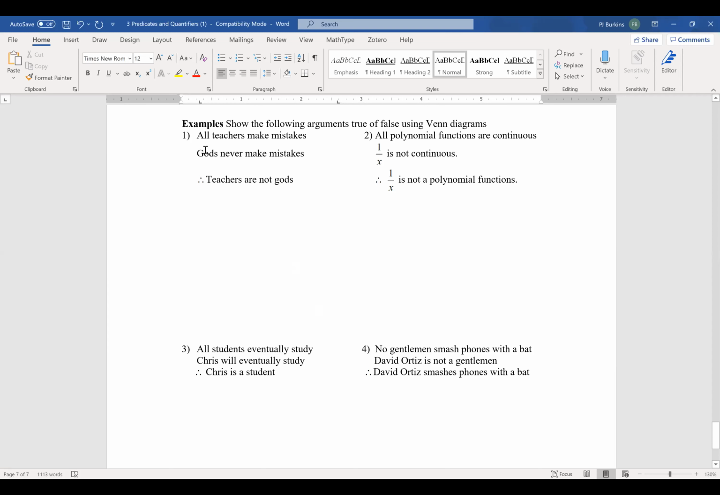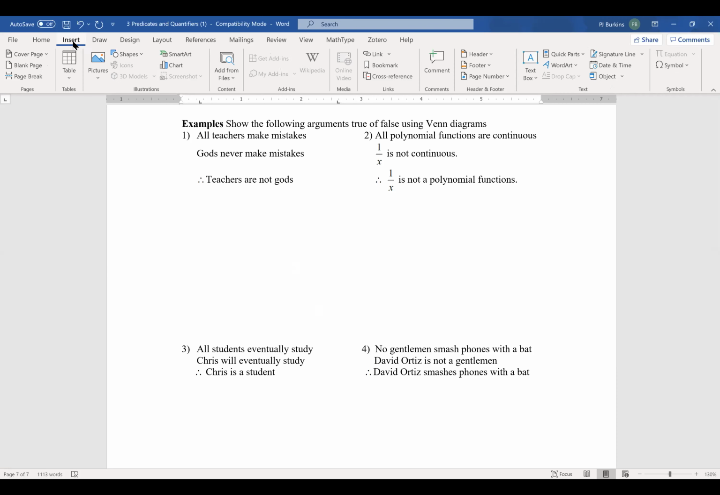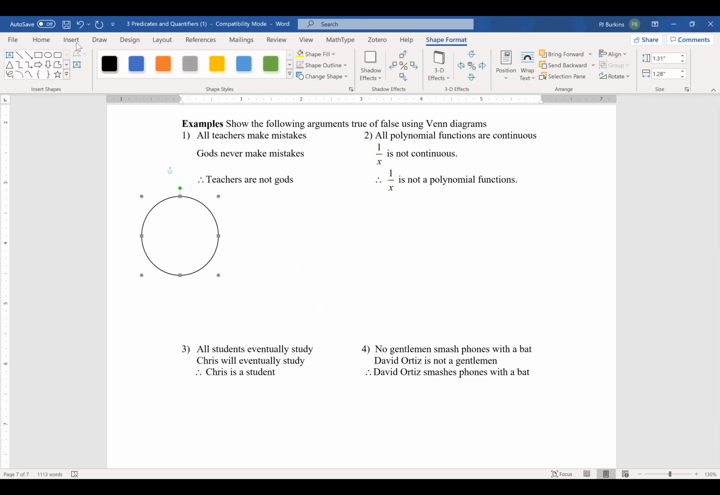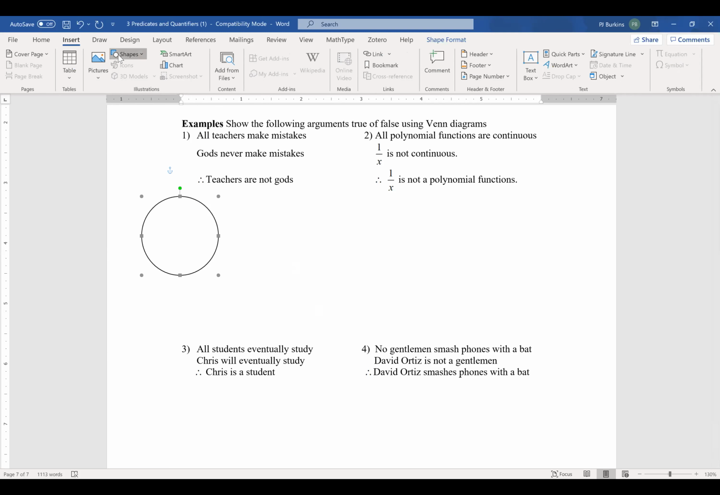So let's read these statements. And for each statement, we're going to create a diagram. So the first one says, all teachers make mistakes, which means that in all of the mistakes, there is a subgroup that involves teachers.